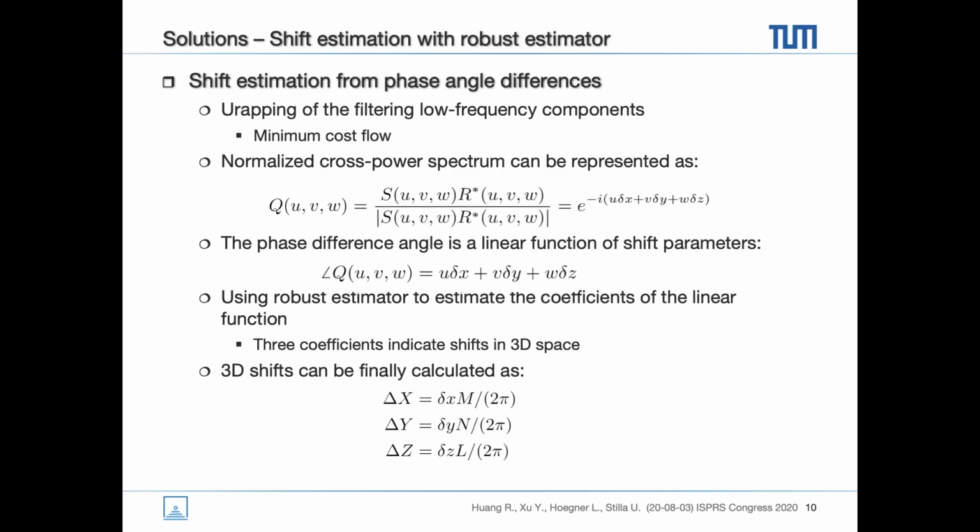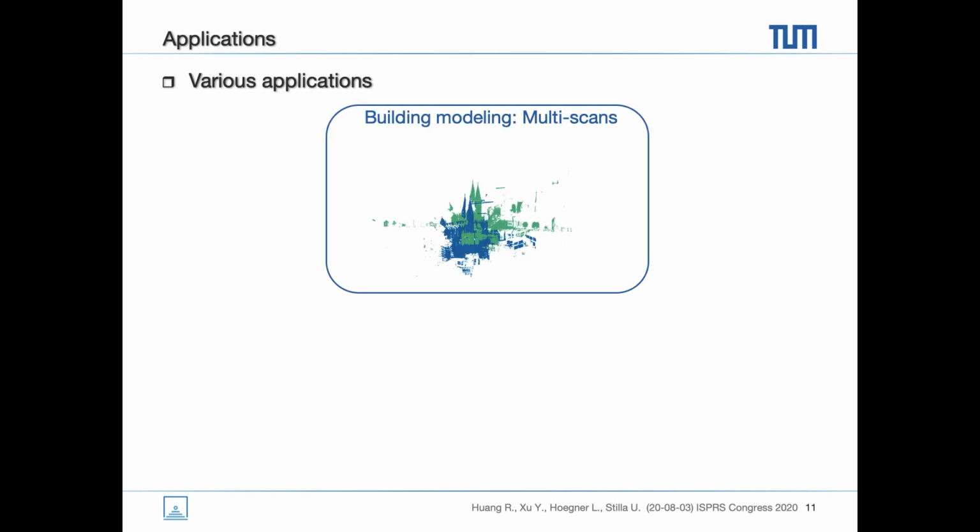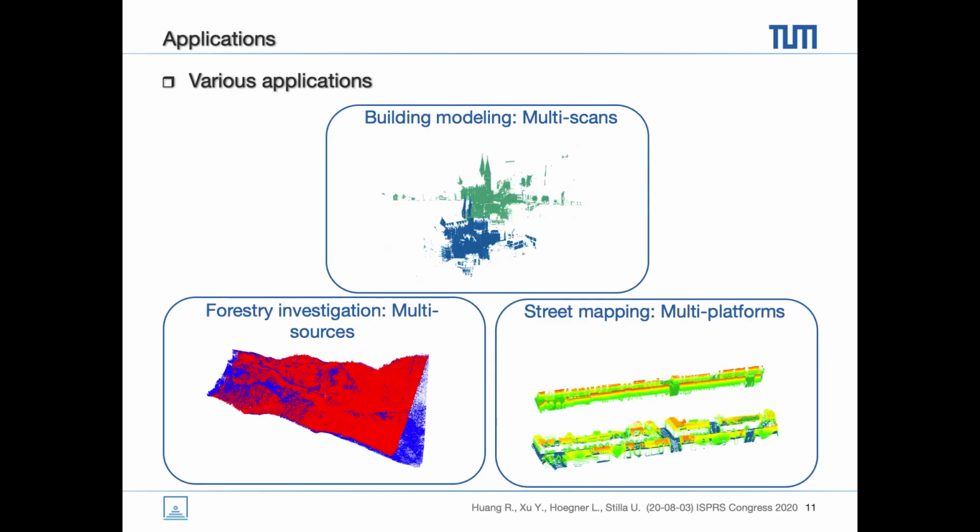Thus, now the task is to estimate the coefficients of the linear function. Three coefficients correspond to the shifts in 3D space. The linear function can be estimated by a robust estimator. Then the 3D shifts can be finally calculated by the following equations. In the end, we obtain the shifts from the two signals.